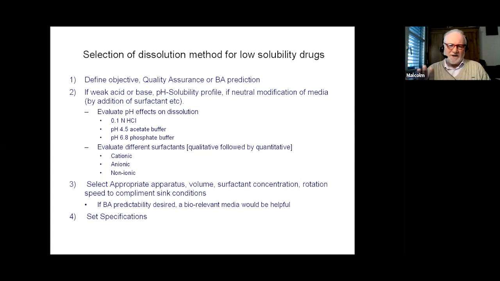And basically we have three classes: cationic, anionic, and non-ionic. So we're looking at things like sodium lauryl sulfate, cetrimide, cetyl trimethyl ammonium, or non-ionic Tweens and Spans. And you do this qualitatively and then quantitatively. That's why, as it said in the USP, you need to determine the concentration.